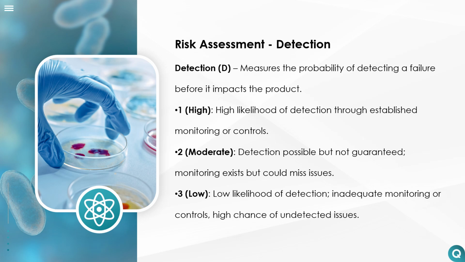And a score of 3 indicates low detection. A low detection score means that there is a minimal chance we'll detect a failure in time. The monitoring or control measures are either lacking or not effective enough, so there is a high risk of issues going unnoticed. This is where we're most vulnerable and need to focus on strengthening our controls. By assessing detection, we understand where our monitoring might fall short, allowing us to prioritize improvements and reinforce our safety nets in the areas that need it most.